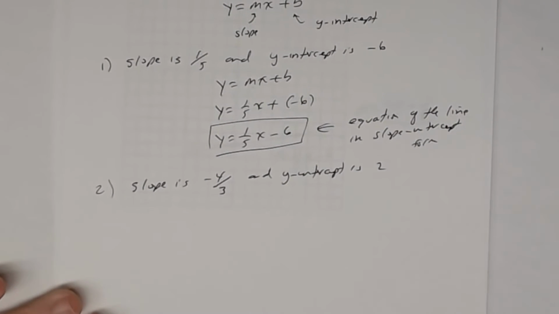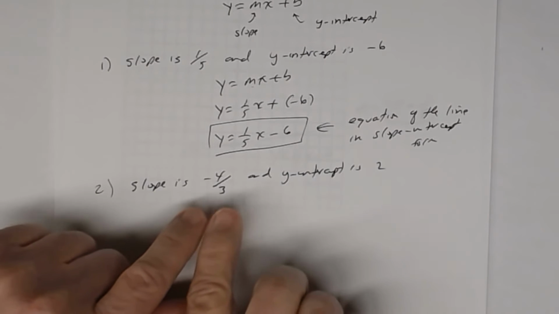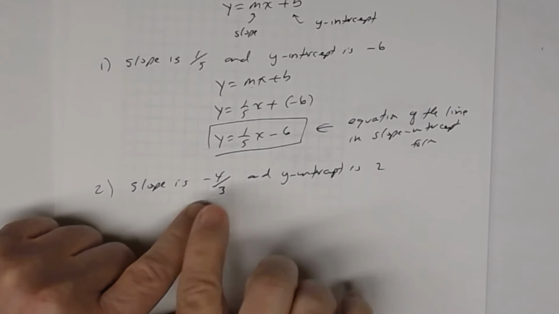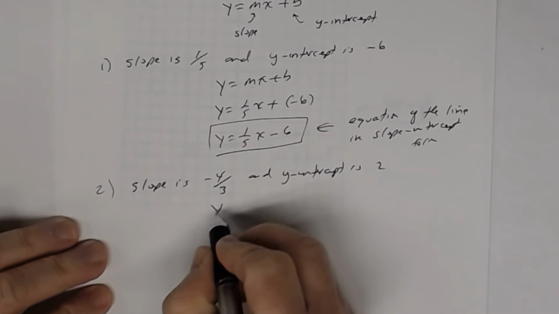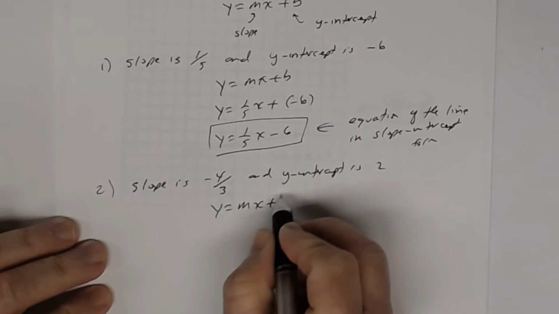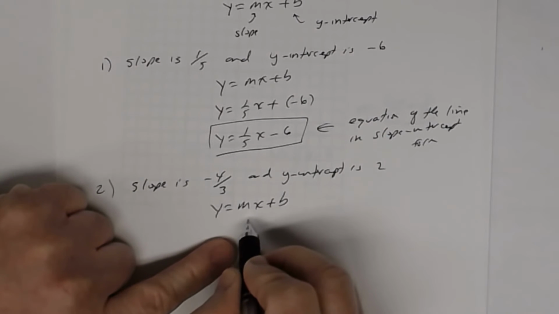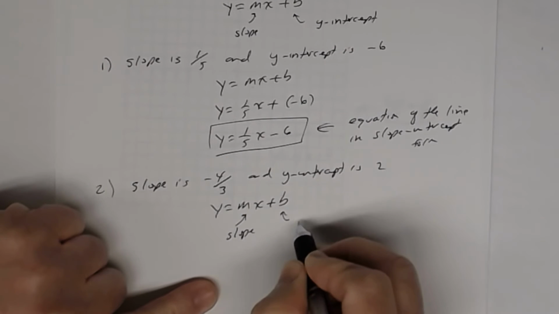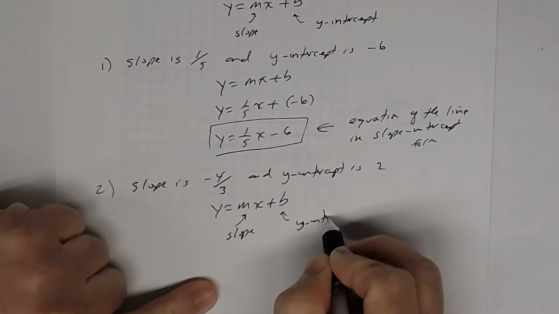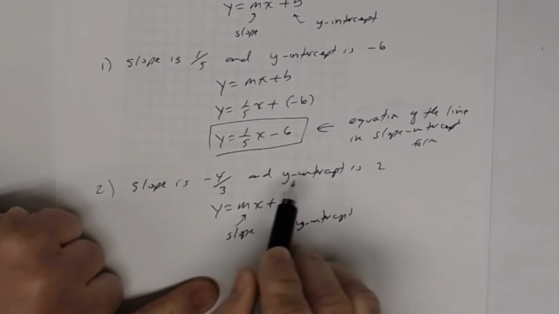Y-intercept is 2. All right, and so the easy problem is when the y-intercept is given and the slope is given, because of this reason. You want to write the answer in slope-intercept form, right? Well, in order to write an equation in slope-intercept form, you must know the slope and you must know the y-intercept. And you do. In both cases, you know both of those. You know the slope and you know the y-intercept.